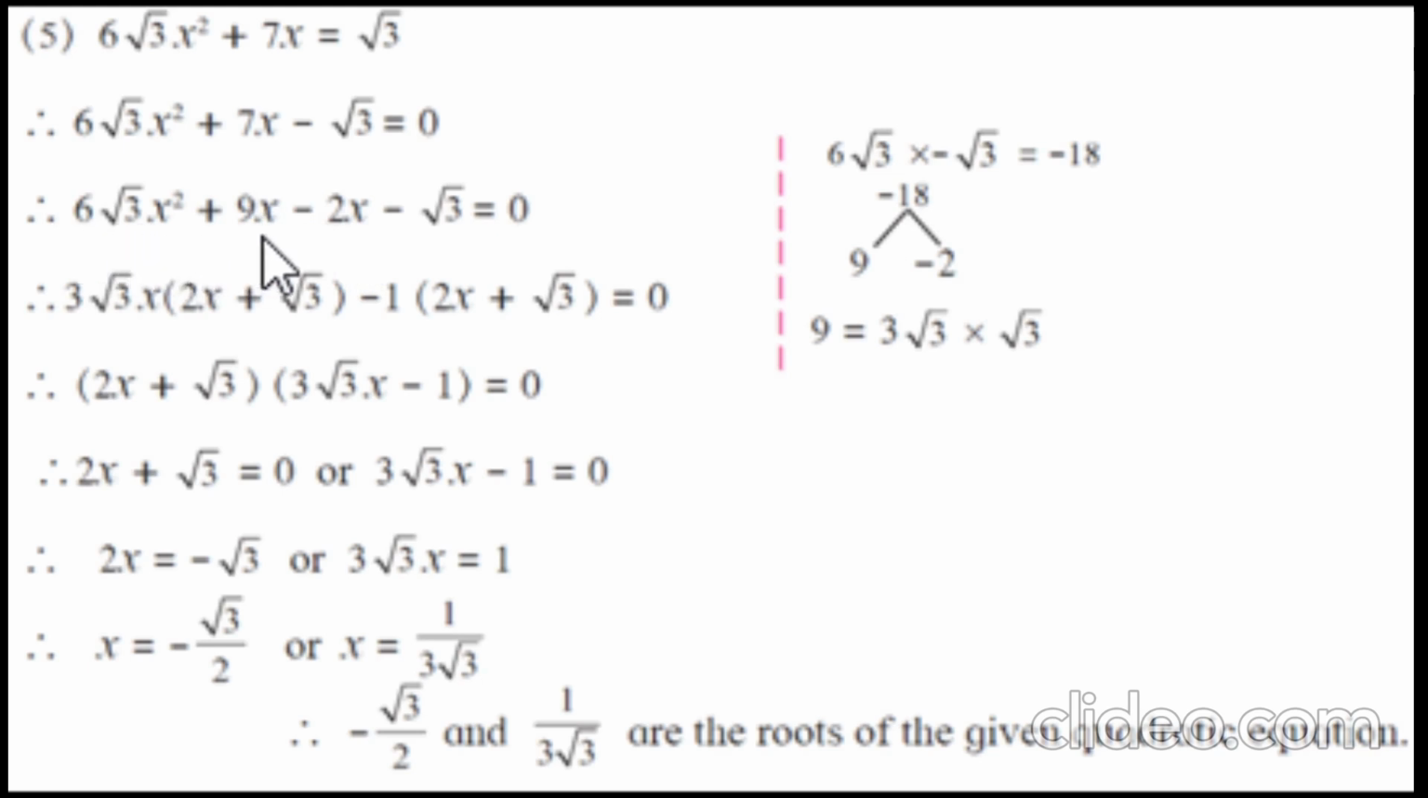Here, 6 root 3 x square plus 9x, common is 3x, 2 root 3 x plus 3 remains in one bracket. Then minus 1 is common here. So 2x plus root 3 remains in another bracket. So 2x plus root 3 in one bracket, another bracket 3 root 3 x minus 1 is equal to 0. So 2x plus root 3 is equal to 0 or 3 root 3 x minus 1 is equal to 0. So we get x as minus root 3 upon 2 or x is equal to 1 upon 3 root 3. So these are the roots of the given quadratic equation.